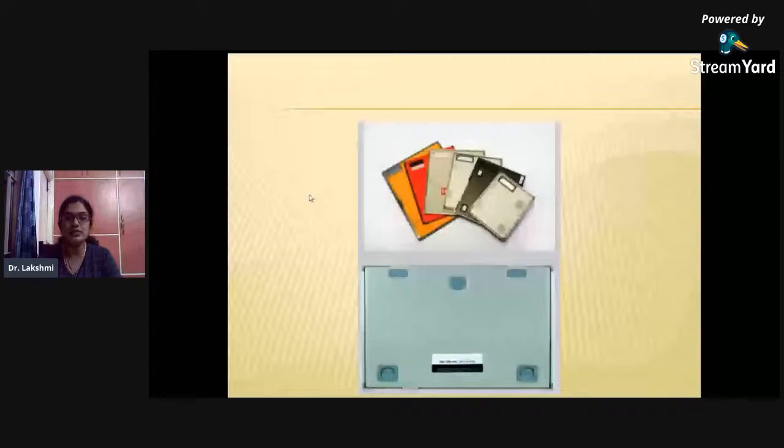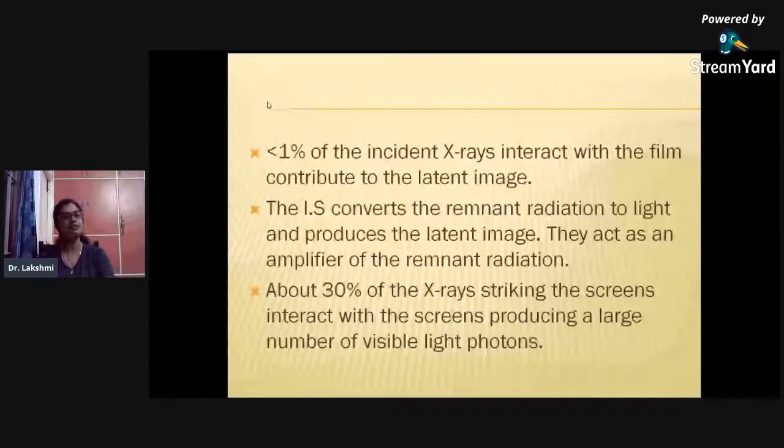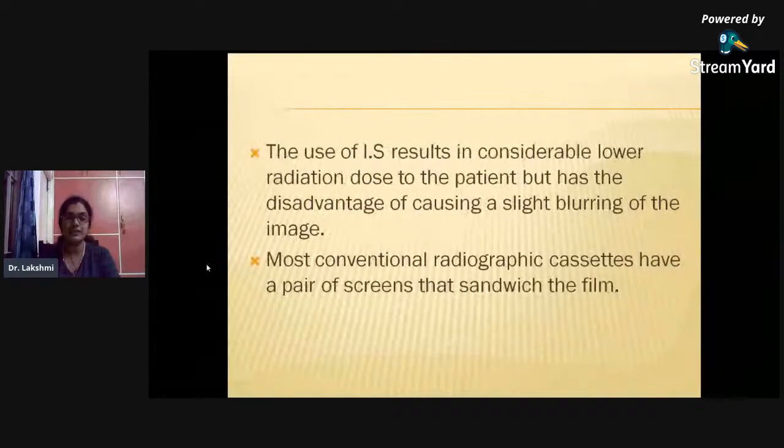Why do we use an intensifying screen? See, less than 1% of the incident X-rays interact with the film, contributing to the latent image. So the IS, that is the intensifying screen, converts the remnant radiation to light and produces the latent image. They act as an amplifier of the remnant radiation. About 30% of the X-rays striking the screens interact with the screens, producing a large number of visible light photons. The use of intensifying screens has the disadvantage of causing a slight blurring of the film.